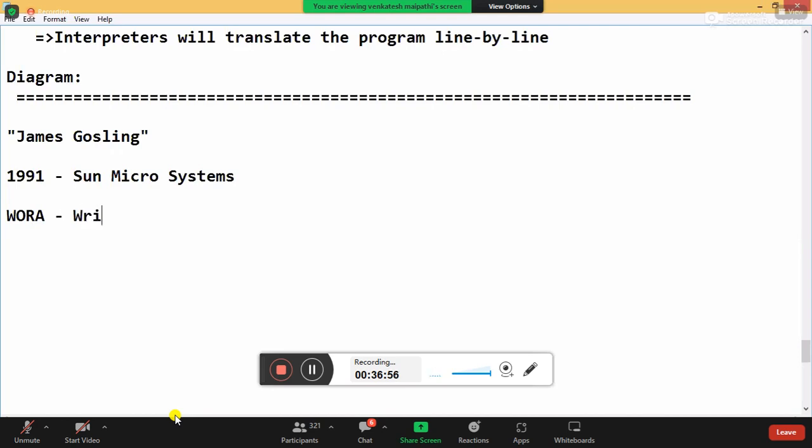WORA means write once and run anywhere. That is the other idea. The first idea that came to his mind is, I must write only once, and that should run anywhere. Why am I writing always? Already I trained myself and wrote it here, and it is not working here. Again, I have to start from level 0. No, I must write only once, and it should run anywhere. That's called WORA.